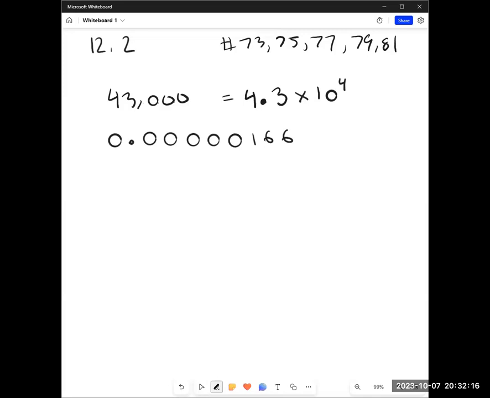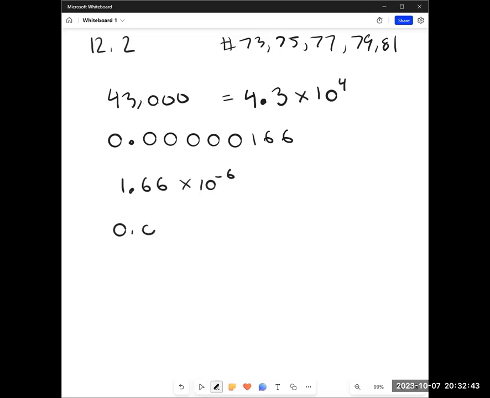So I'm going to move that decimal point so that it's between the 1 and the first 6, so that I have one significant digit to the left of the decimal point. I move the decimal point 1, 2, 3, 4, 5, 6 times to get there. So I need to move it back 6, times 10 to the negative sixth, to be the same number.